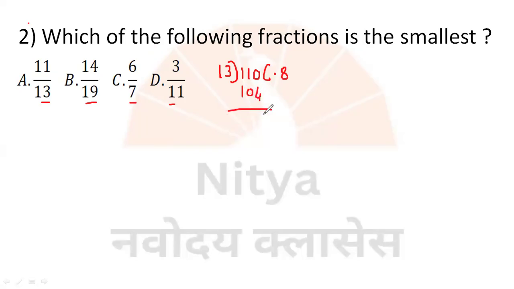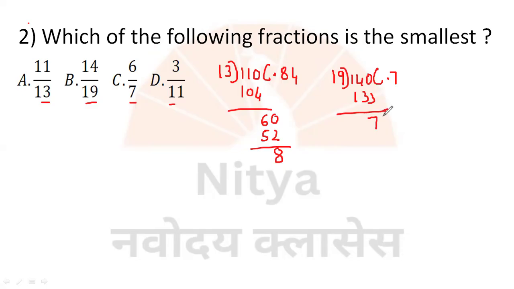110 minus 104 is 6. Again 6 is smaller, so we have to take a 0, and 13 4s are 52. 60 minus 52 is 8. Okay, so 0.84. Okay, next, the second option B. So you have to divide 14 by 19. See here, 14 is smaller than 19, so you have to take a point and 0. 19 sevens are 133, and 140 minus 133 is 7.